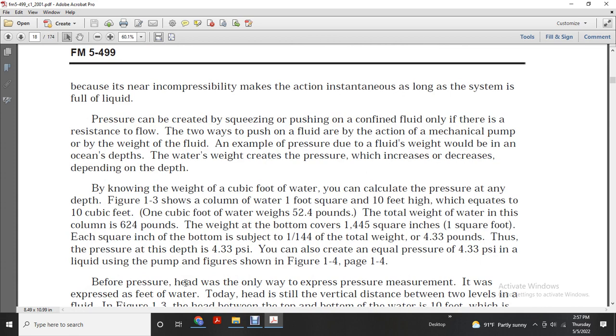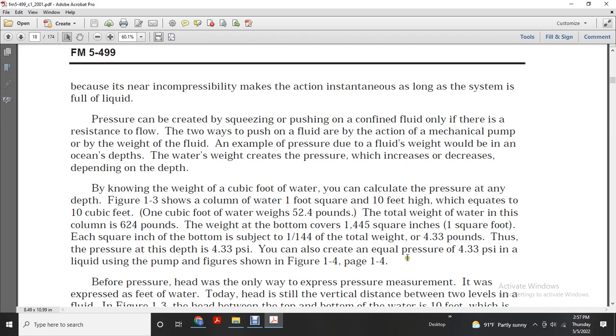Figure 1.3 shows a column of water 1 foot square by 10 feet high, equal to 10 cubic feet. One cubic foot of water weighs 62.4 pounds, so the total weight of the water column is 624 pounds. The bottom covers 144 square inches, or 1 square foot. Each square inch of the bottom is subject to 1/144th of the total weight, or 4.33 pounds. Thus, the pressure at that depth is 4.33 psi.